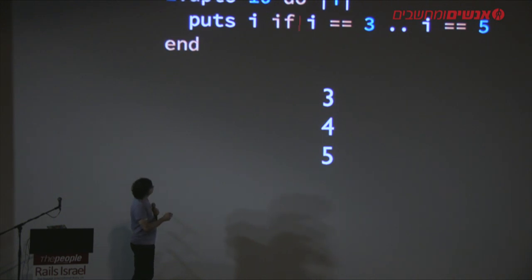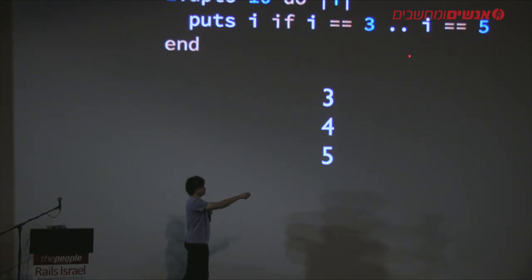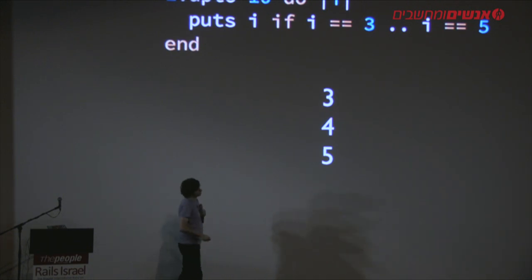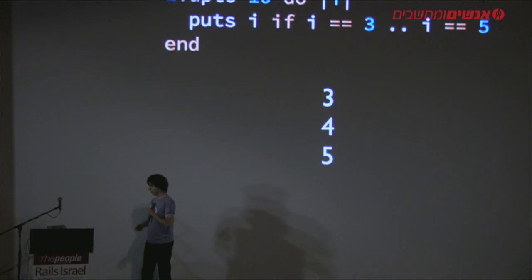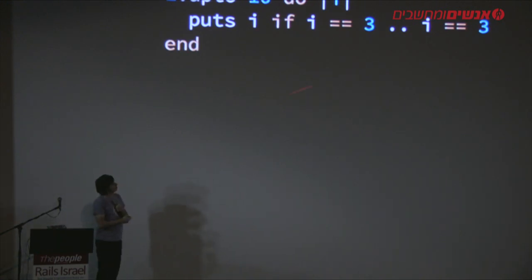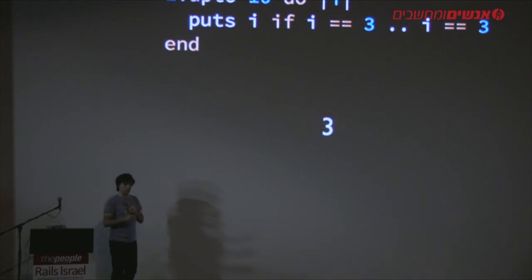Because this expression is false for 1 and so on for 2, and then once it reaches true, this expression becomes true. And then the flip-flop stays at true until this expression back here becomes true. Okay, what does this print out? It prints out 3. But maybe that's not what you want.